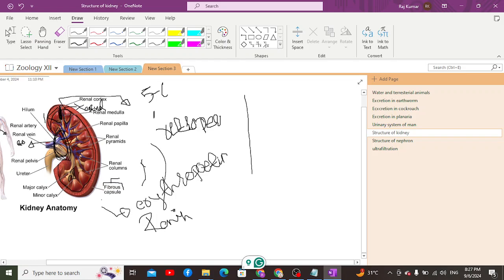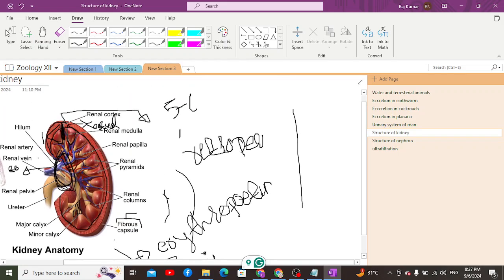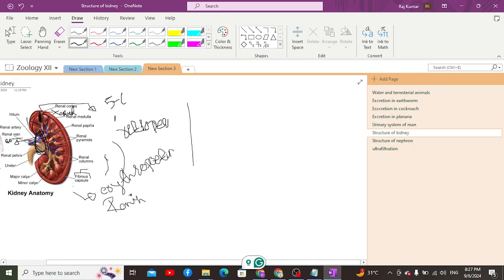In the kidney, we have the supply of oxygenated blood containing nitrogenous waste from the renal artery, and deoxygenated and purified blood in the renal vein. So this is about the structure of the kidney.